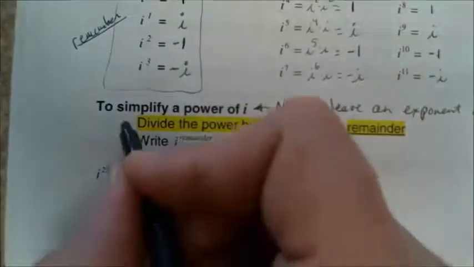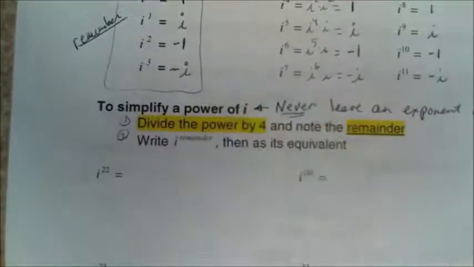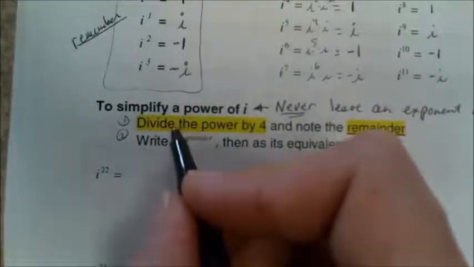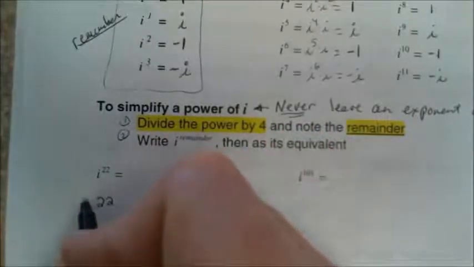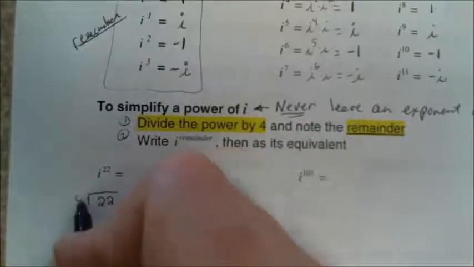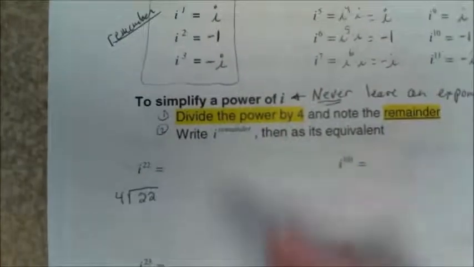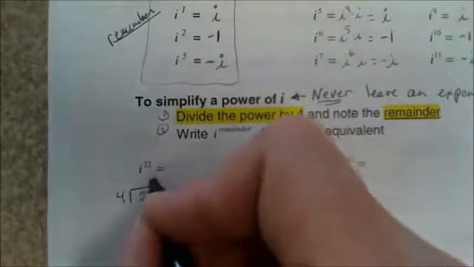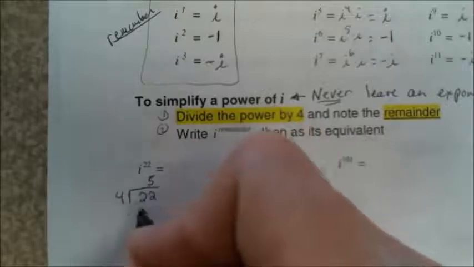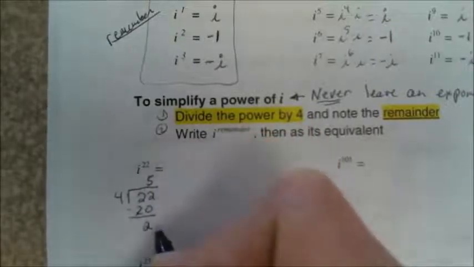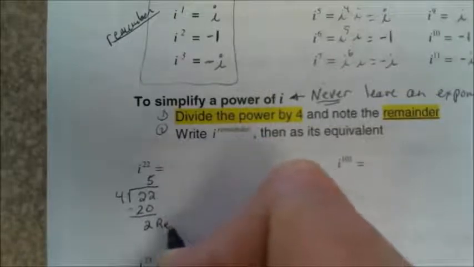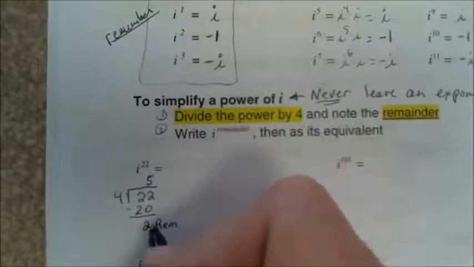So what this means is, well, this is really a 2-step process. You're going to take the power, which is 22, and divide it by 4 with long division. Well, 4 goes into 22 5 times. 5 times 4 is 20, and when you subtract, you get a 2, and that is the remainder.